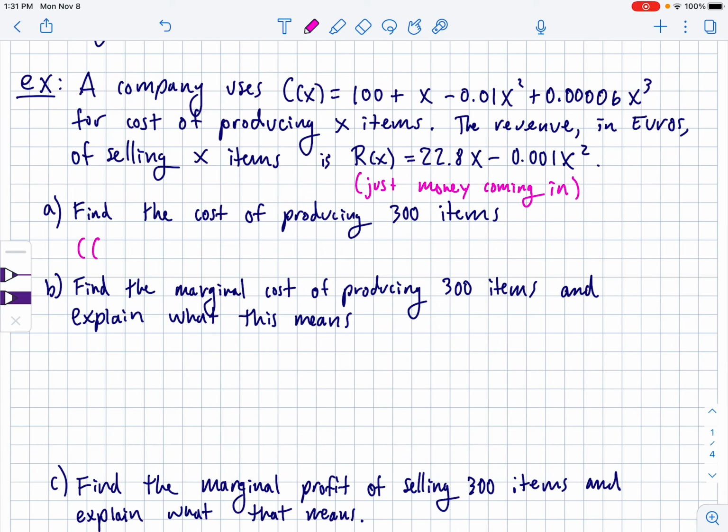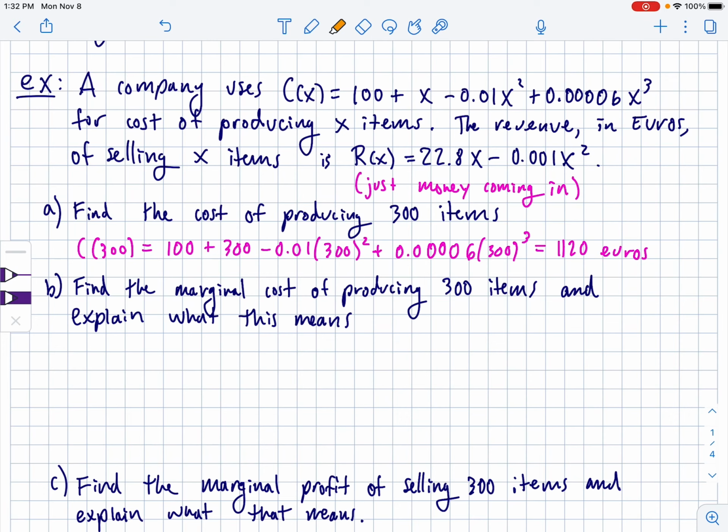Well, you're just going to find C of 300, which means putting 300 into the equation. So you get 100 plus 300 minus 0.01 times 300 squared plus 0.00006 times 300 cubed. And I believe this is 1,120 euros. That's just how much money it takes them to produce 300 items.